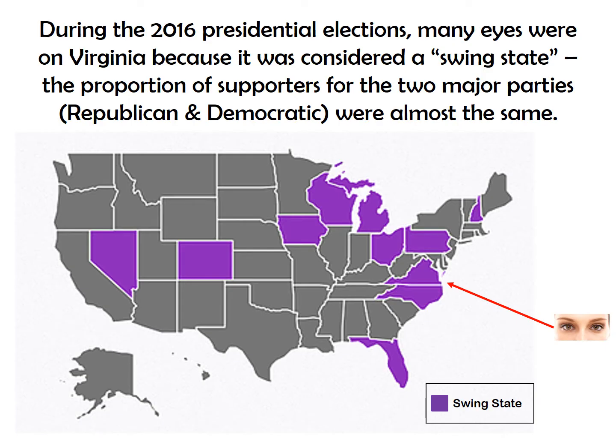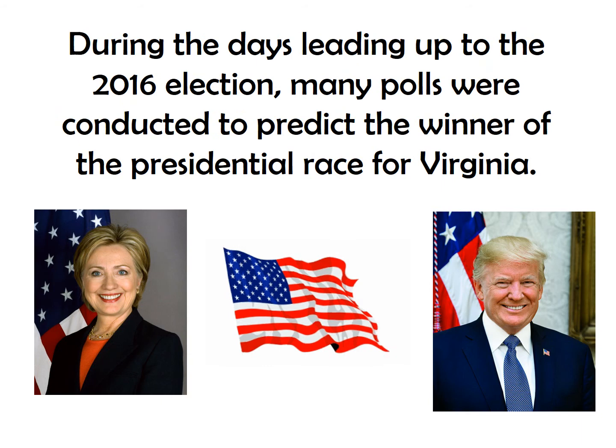During the 2016 presidential elections, many eyes were on Virginia because it was considered a swing state. A swing state is when the proportion of supporters for the two major parties, the Republicans and the Democrats, are almost the same. During the days leading up to the 2016 election, many polls were conducted to predict the winner of the presidential race in Virginia.